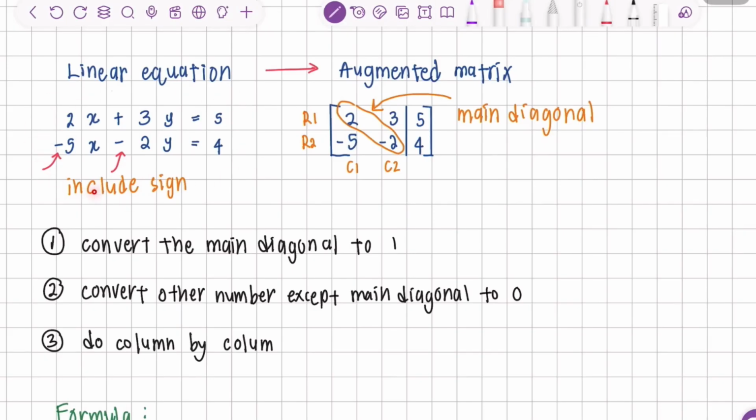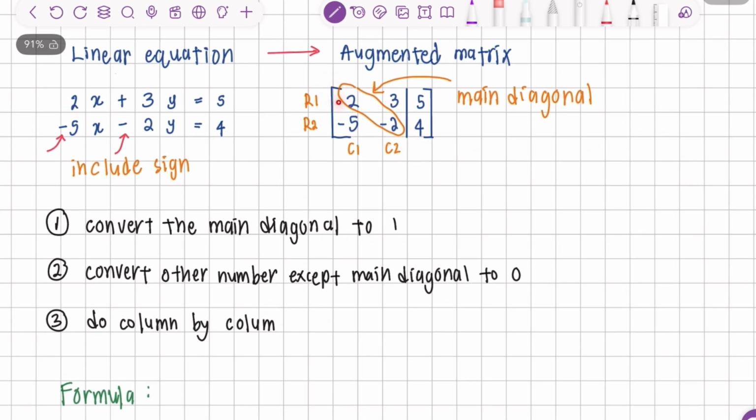This is an example question that we want to solve by using ERO. We have 2x plus 3y equal to 5 and negative 5x minus 2y equal to 4. So first we have to convert this linear equation into augmented matrix. We must include the sign also in the augmented matrix.